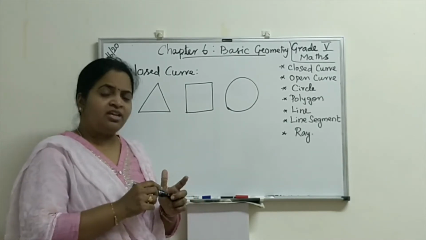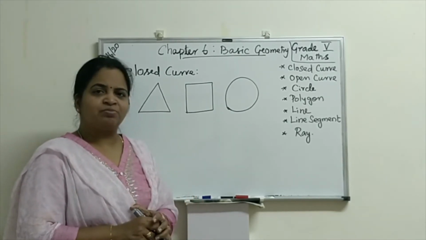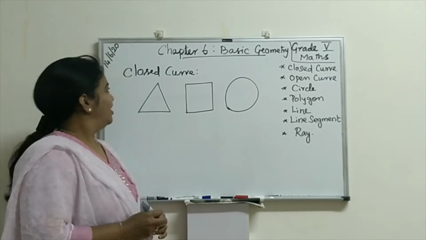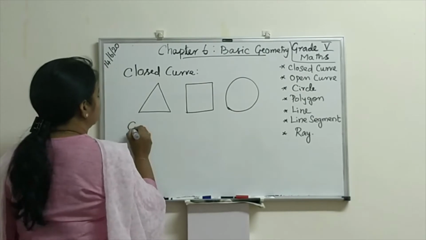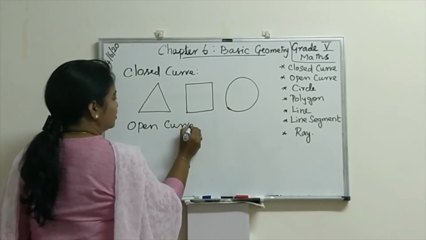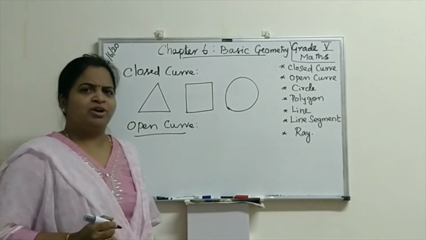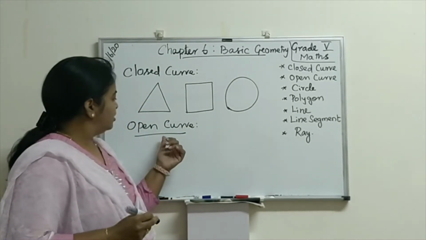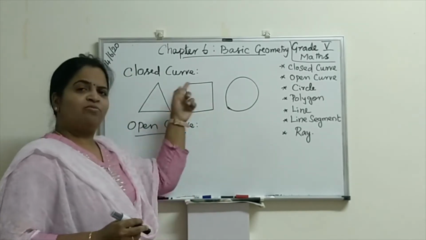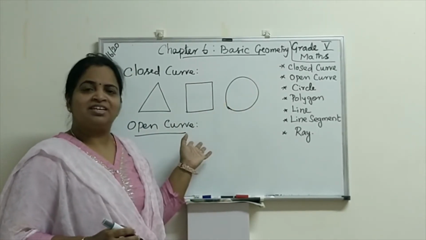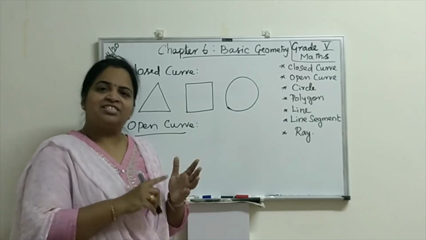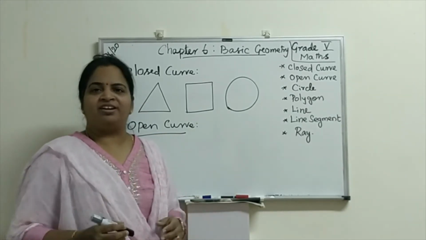Can you tell any example for this? Okay, in the Zoom class you tell. Okay, and next one, open curve. By this time you would have guessed what an open curve is. Closed means the figure is closed. Open means it is not closed, right? The starting and ending point is different.